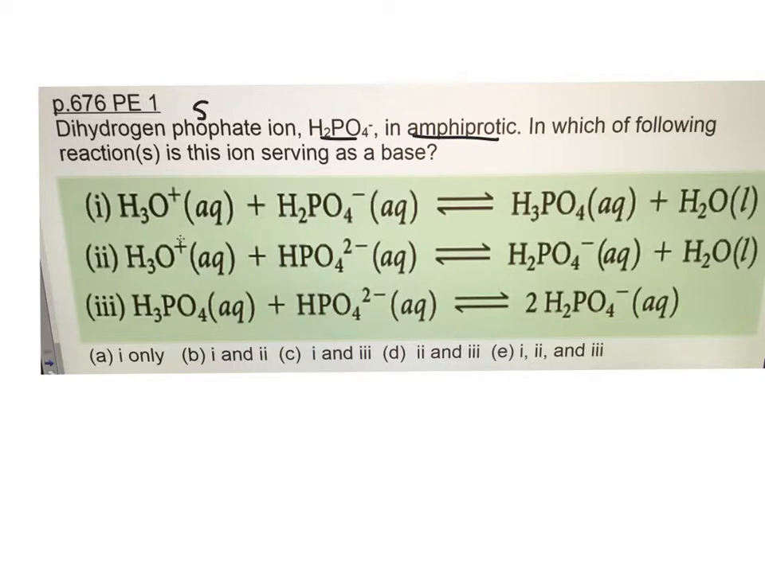In which reactions here, one, two, or three, is it serving as a base, which means it's going to accept the proton as we go from left to right. Remember, I know they're reversible, but on the right, they can only be conjugate acids and bases. So only on this side can you be an acid or a base. So let's look at the first example here.